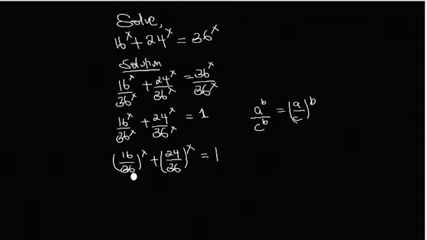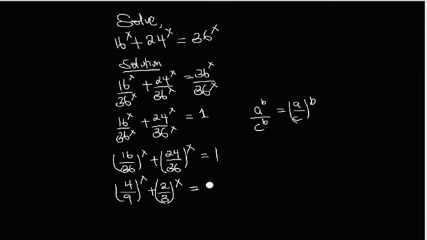We can simplify this further. 16 divided by 36, 4 should be common, and 4 goes into 16 4 times. 4 goes into 36 9 times, so that is 4 over 9 to the power of x plus 24 divided by 36. 12 is common. 12 goes into 24 2 times, and 12 goes into 36 3 times, so that is 2 over 3 to the power of x, and that is equal to 1.